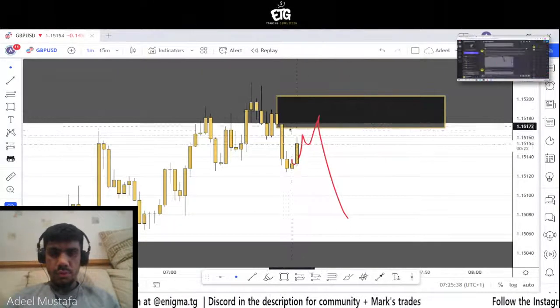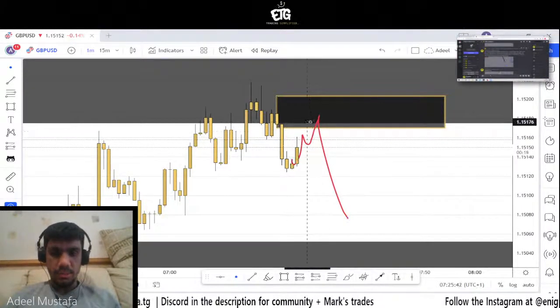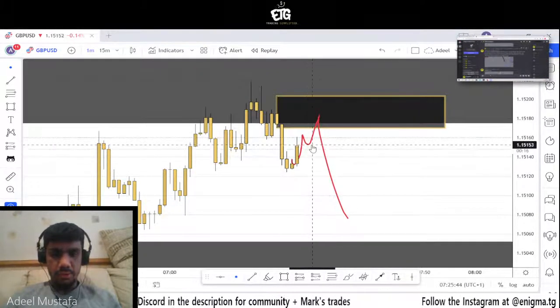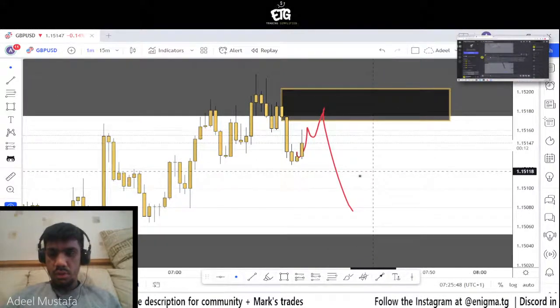So if GU comes into this 1 minute order block now, then we break the candle low, I'll be entering. Stop loss above the high, targeting 1:2. Should be a decent one.